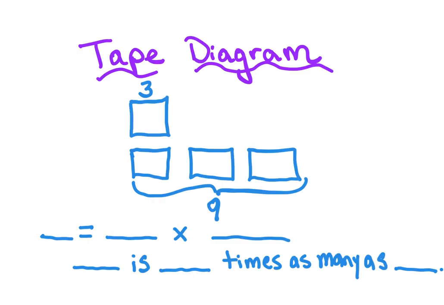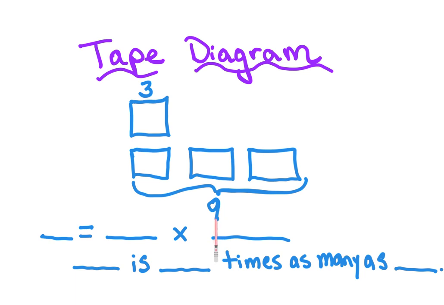Our next example is using a tape diagram. Now I know you guys have a lot of experience using tape diagrams in your previous grades. So in our very first one here, we've got 3. One of these boxes is going to represent 3. And down here, we have 3 more of these boxes, which all equals 9.